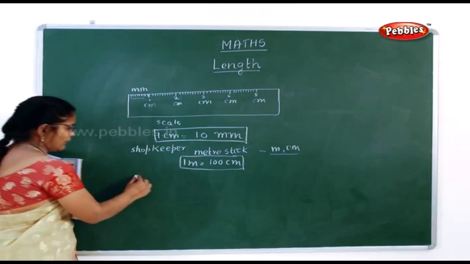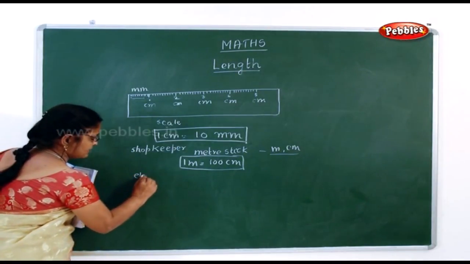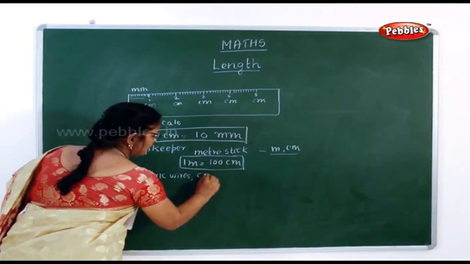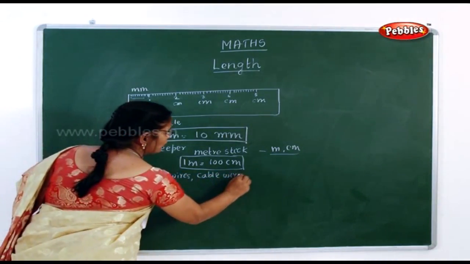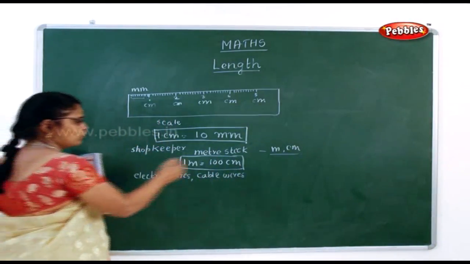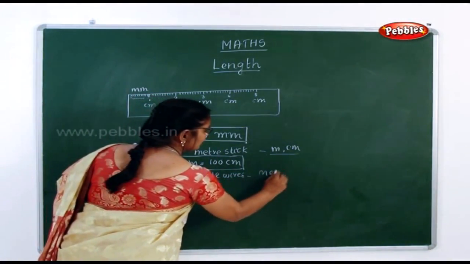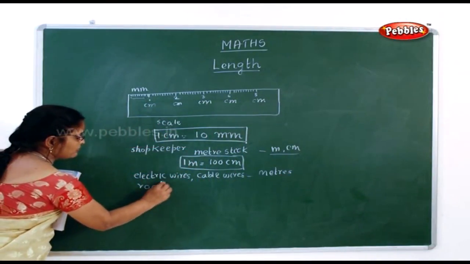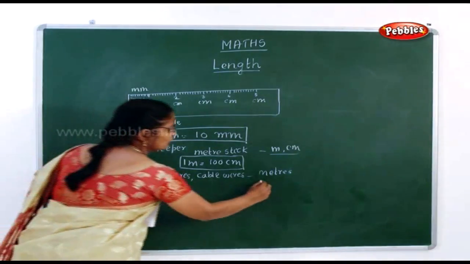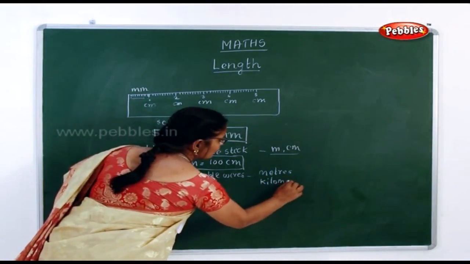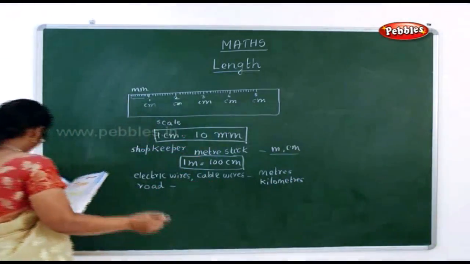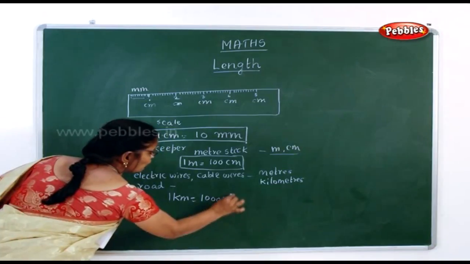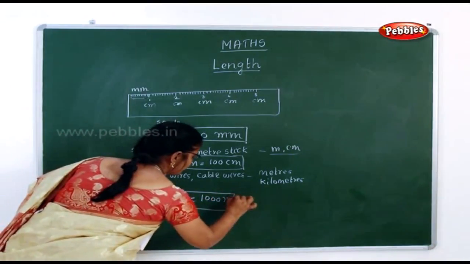Now, railway, for example, you can see the electric wires and the cable wires. If you want to buy these wires from the shop, how will you ask for it? You buy it in meters. Now how about roads? How will you say how many kilometers you have covered from here to here? You call it kilometers. Now 1 kilometer is equal to 1000 meter.